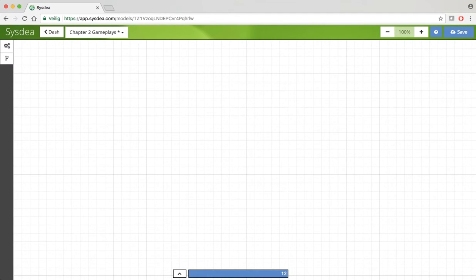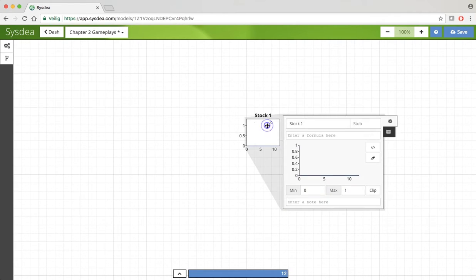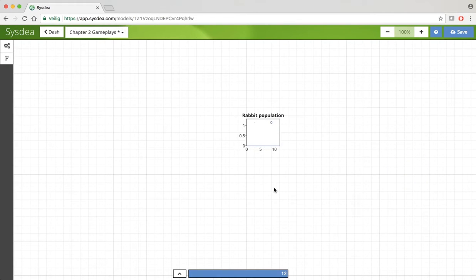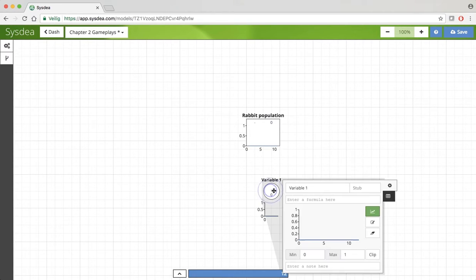For exponential growth, we need one stock and we need a flow, and a connection between the two. So we have a stock which I will call rabbits, rabbit population. The initial size of the population, well, let's call that initial population, will be 1,000.